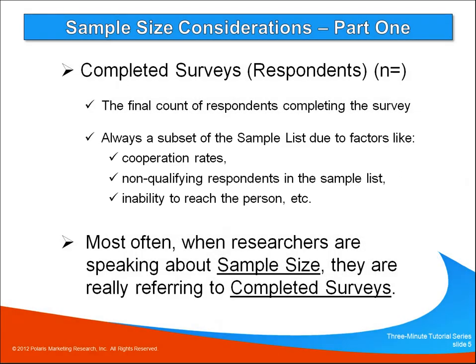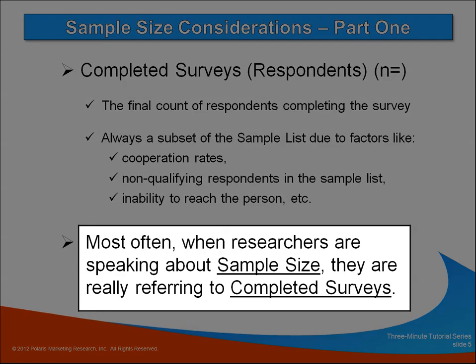So let's say, for example, my universe is 20,000 households in Ohio. I would want to pull a sample list of maybe 2,000 of those households in order to complete 400 surveys. Almost always when people are quoting survey statistics, they refer to the number of completed surveys as the study sample.